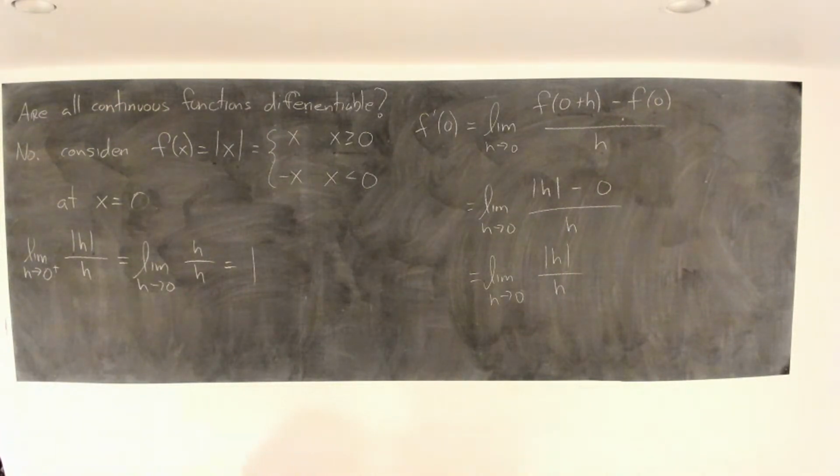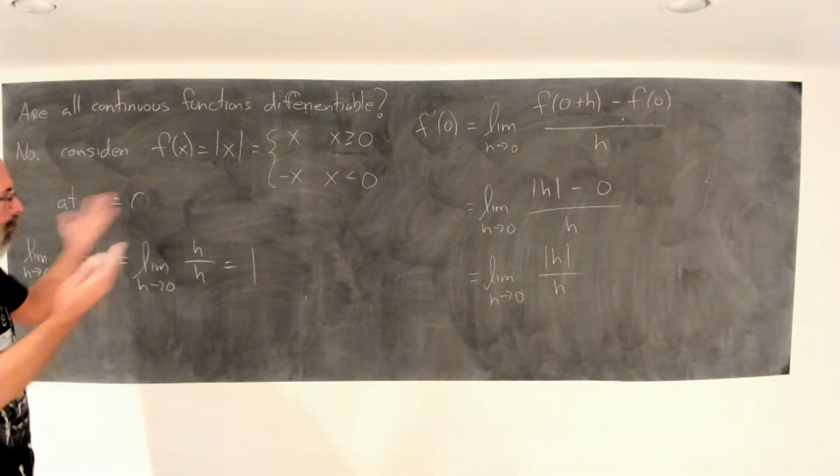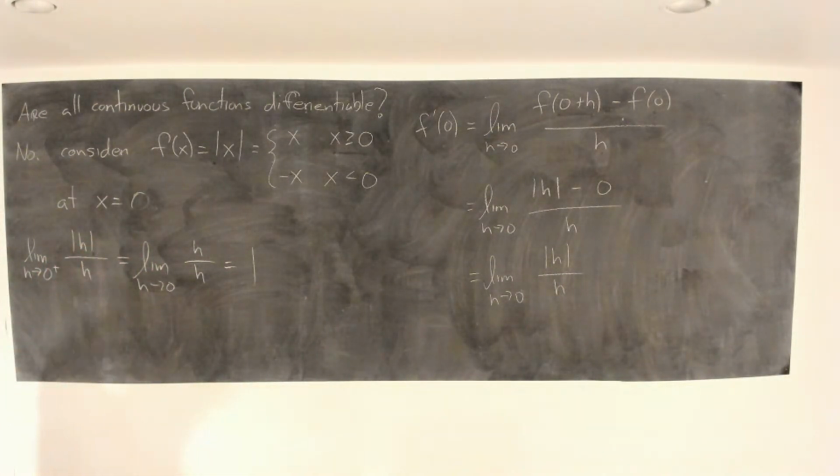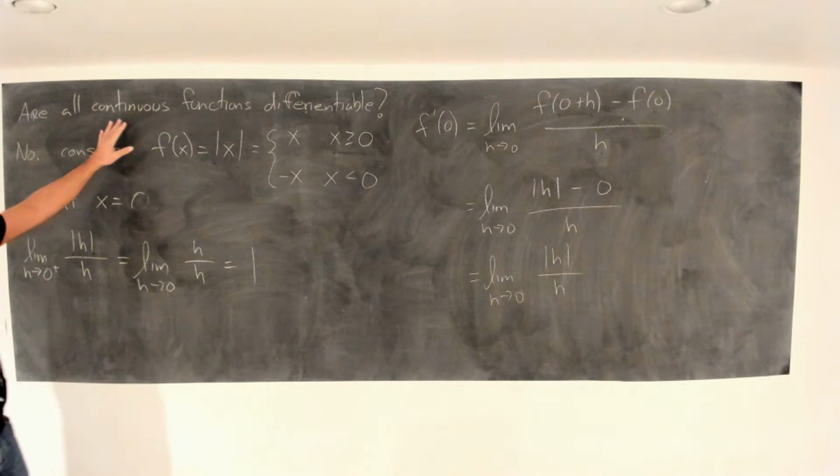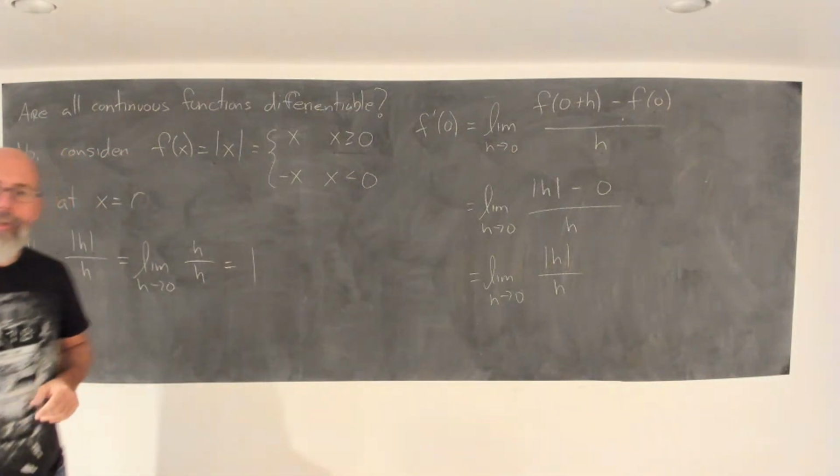How did you get absolute value of x? I'm suggesting, I mean, it's just an example. I'm giving you an example of a continuous function which is not differentiable.